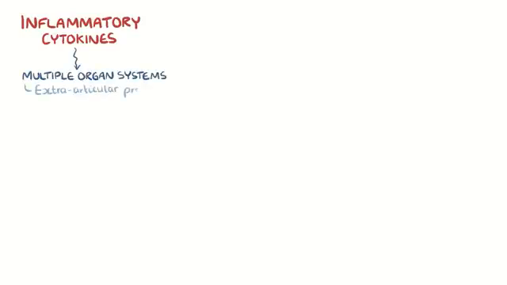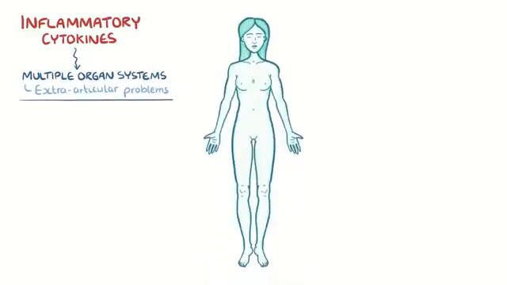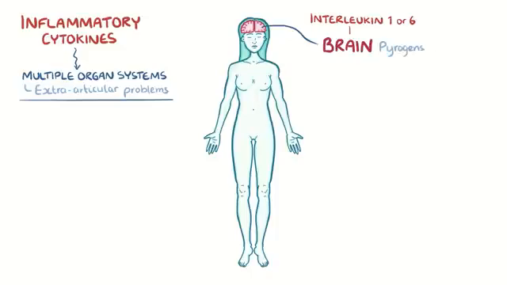But these inflammatory cytokines don't just stay within the tight joint space. Instead, they escape through the bloodstream and reach multiple organ systems, causing extra-articular problems, meaning problems beyond the joint space. For example, interleukin 1 or 6 travel to the brain, where they act as pyrogens, inducing fever.